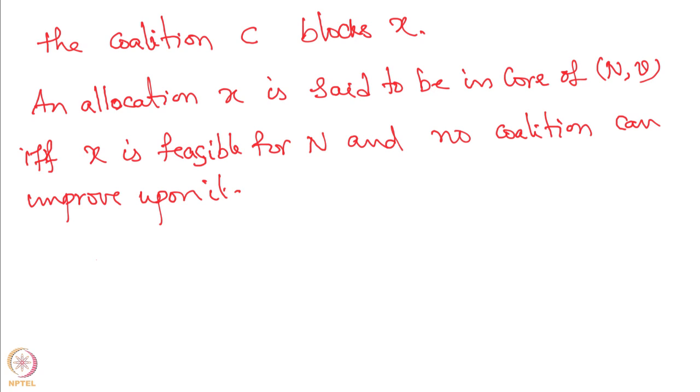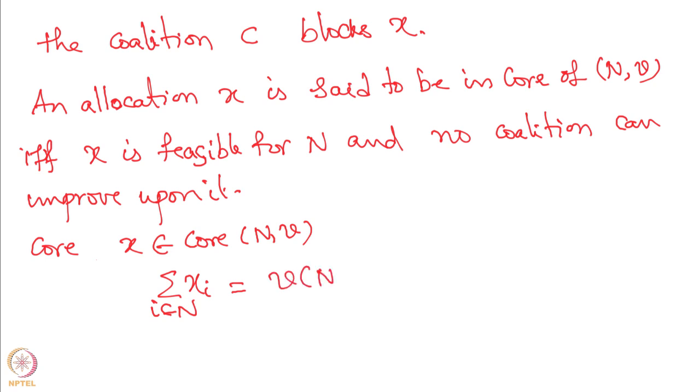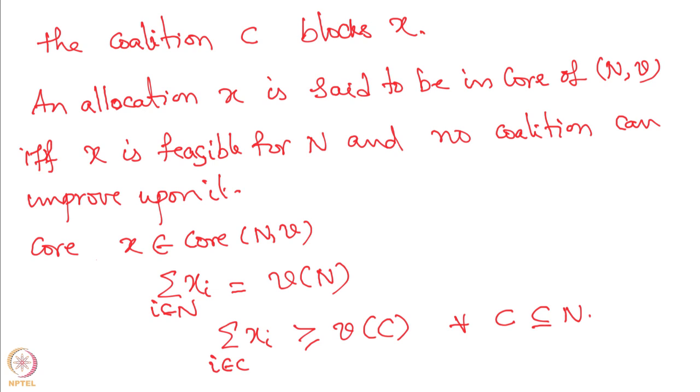the core is essentially, to recall, x is in the core means summation of x_i, i in N, should be v(N), and summation of x_i, i in C, should be bigger than or equal to v(C). This is true for every subset C of N. So, now we start looking at some examples.